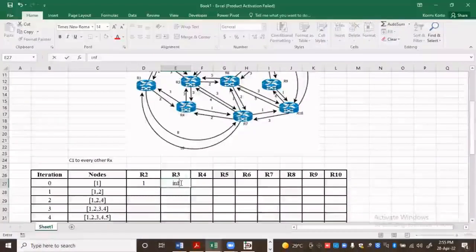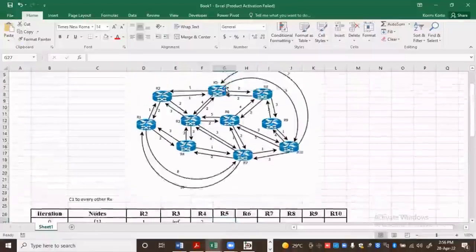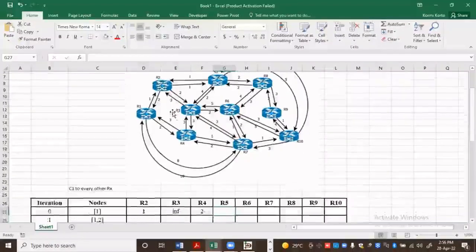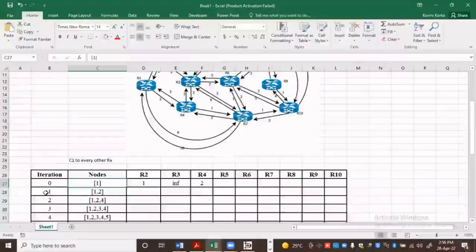Router 4, it's 2. From R1 to R4 is 2 because it's directly connected to R1. So that would be 2. R5 is all the way over here. You have to go through R2. You don't have R2 yet in the 0 iteration. So it has to be infinite.